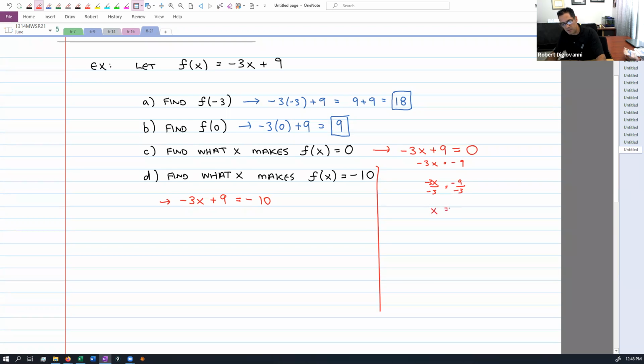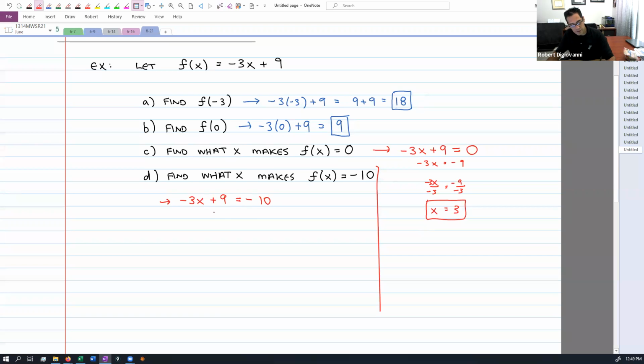And I get x is equal to 3. Any questions on that? Do y'all see the difference between problems A and B and C and D, how it's a totally different approach? A and B, you're just plugging in, replacing x with the number, get an answer. For parts C and D, you're actually taking the function and setting it equal to these values and then solving. So there's more involved here.